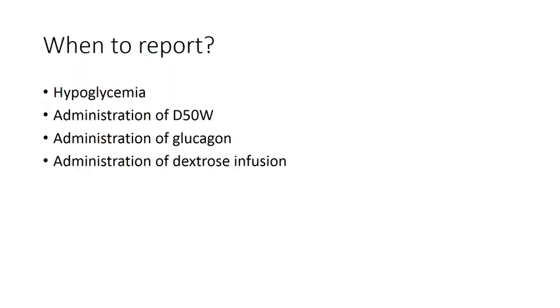So when do you report hypoglycemia? Well, you do report any hypoglycemia, but here's the key. You treat it first. Treat the patient, make sure they're okay, and then you can let the team know. Anytime you give D50, glucagon, or start a dextrose infusion, you'll also let the team know right away.